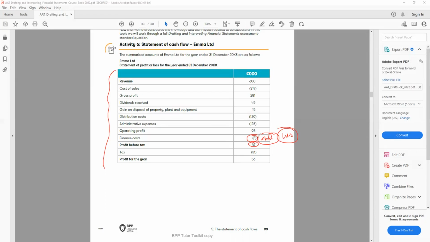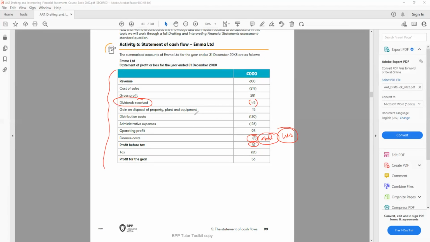Then after that, we'll do some adjustment for the dividend. If we receive a dividend, if you look at that dividend received, £45, we have to minus it from the profit before tax because the dividend received is not because of the trading. This dividend is received because we have invested somewhere and they give us the dividend. So this belongs to the investing activities, not the operating activities.